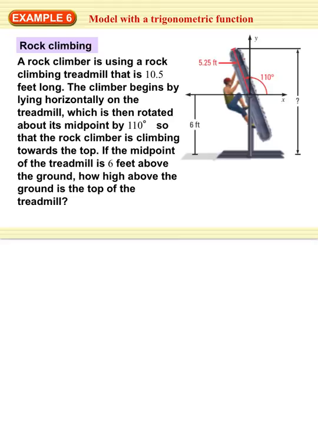So we're looking for this distance. How high from the ground is the top of the treadmill? So really, if we can find this distance, then we'll add it to 6 feet. So what I really want to find is, so if this is 110, I really want to find this distance. So what is theta? I've got 180 minus 110 is 70 degrees. That is theta.